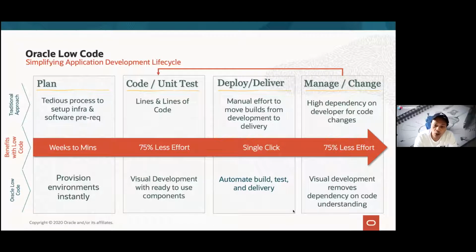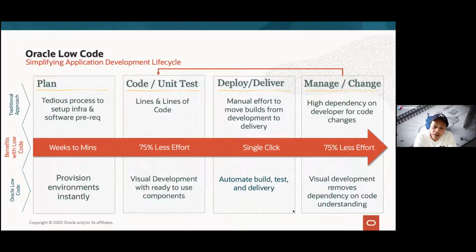Whenever you do coding and unit tests, in the traditional way there are a lot of lines of code that you need to write. With visual development, with ready-to-use components, you can easily use drag and drop to start building your application. All the different tools to manage your data and build up your data model are available in there. So it takes up to 75% less effort to set that up and build your data structure, data model and user interface on top of that.